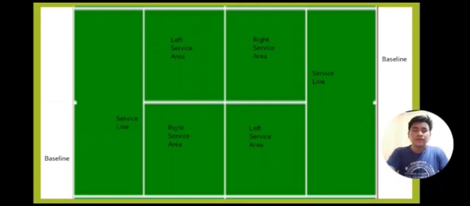And the right service area is called the deuce. And if you are the opponent, then the right side of the opponent is deuce as well. So do you get the point that the opponent and the server have different views? The right of the server is the left of the receiver.